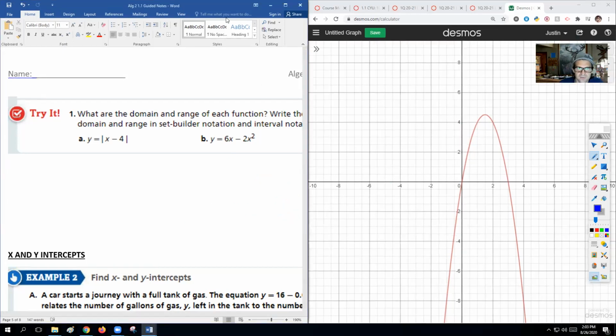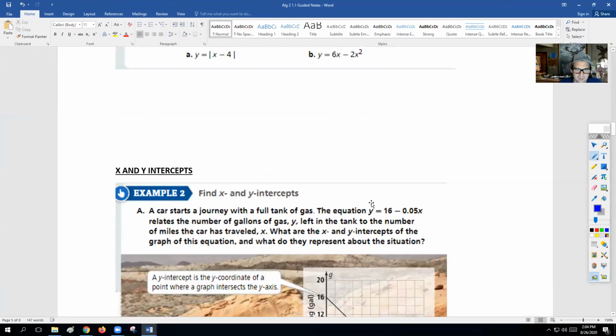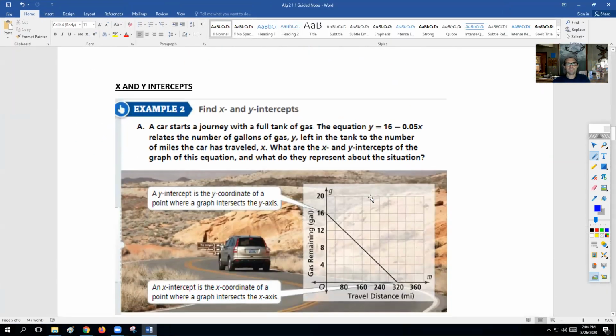All right, let's go back to full screen these notes up here. Keep going. All right, x and y intercepts. So this would be the next point. The y-intercept is your starting location, typically in a story problem. And your x-intercept is where the graph crosses the left and right line.